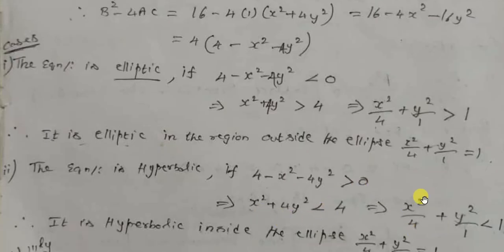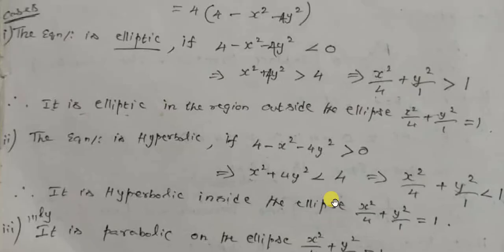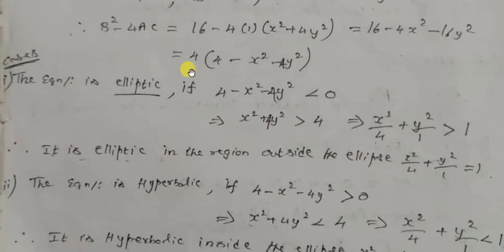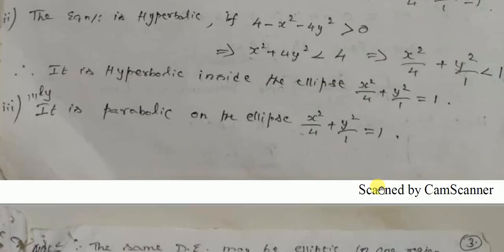We are getting the condition as x square by 4 plus y square by 1 less than 1. So less than 1 means this is the equation of the ellipse. Less than 1 implies that the region is interior of the ellipse. So it is hyperbolic inside the ellipse. Similarly, it is parabolic on the ellipse. So parabolic means this condition is supposed to be equal to 0. If I equate it to 0 and simplify it, I will get the curve ellipse. So it is parabolic on the ellipse, x squared by 4 plus y squared by 1 equal to 1.